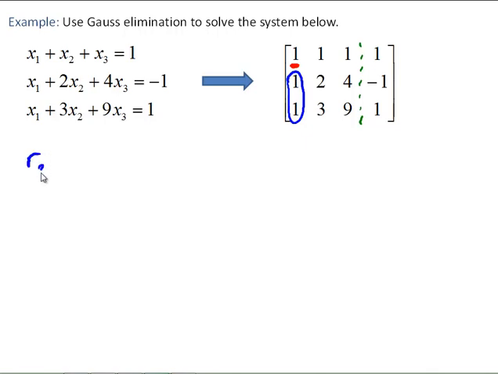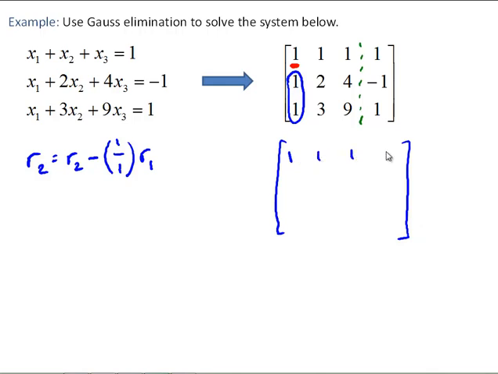So we get row 2 is equal to row 2 minus, and now we just have 1 divided by 1 times row 1. And we can write our resulting matrix over here. So the top row is unchanged, and then row 2 is 1 minus 1 times 1 is 0. Then we have 2 minus 1 times 1 is 1. 4 minus 1 times 1 is 3. And negative 1 minus 1 times 1 is negative 2.